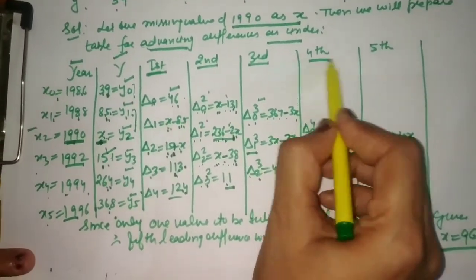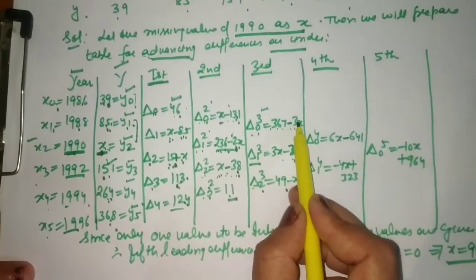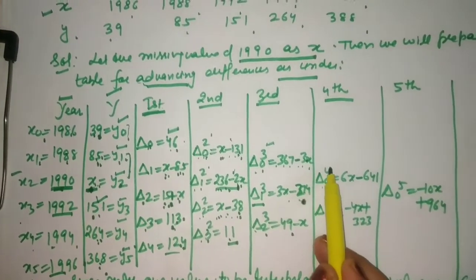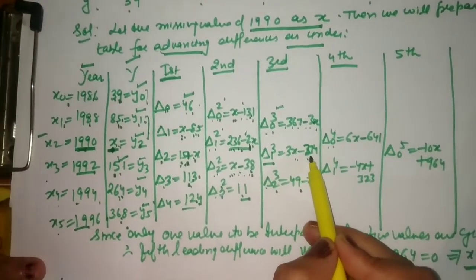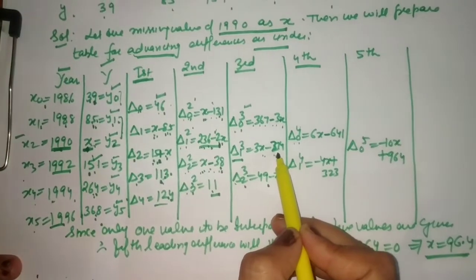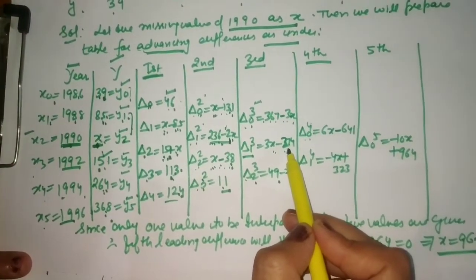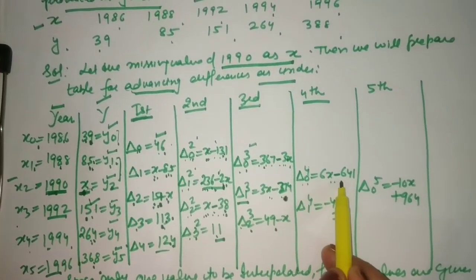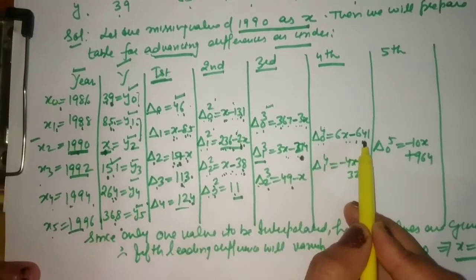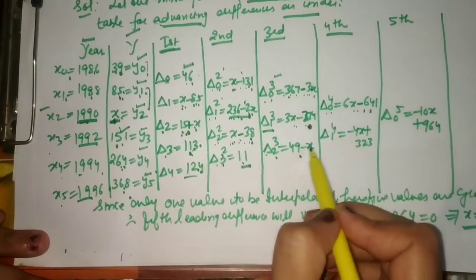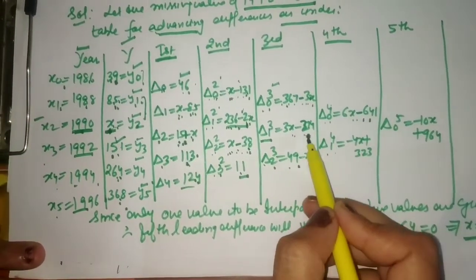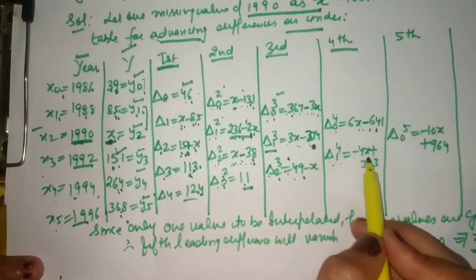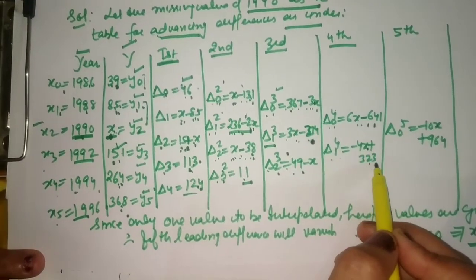Then the fourth column I have formulated. Between delta 0 raised to power 3 and delta 1 raised to power 3, this will be delta 0 power 4. It will be 274 minus 367 plus 3x, I am getting 6x minus 641. The next is delta 1 raised to power 4. It will be between delta 2 power 3 minus delta 1 raised to power 3, that is 4x plus 323.